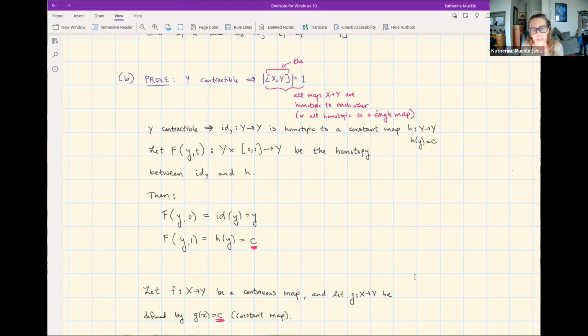So again, since y is contractible, we know that the identity on y is homotopic to this constant map, which I'm going to call h of y is equal to c. So c is just some constant in y. And then let this capital F now be that homotopy between the identity on y and the constant function h. And then we know that F of y,0 is equal to the identity of y, which is y. And then F of y,1 is equal to h of y, which is c.